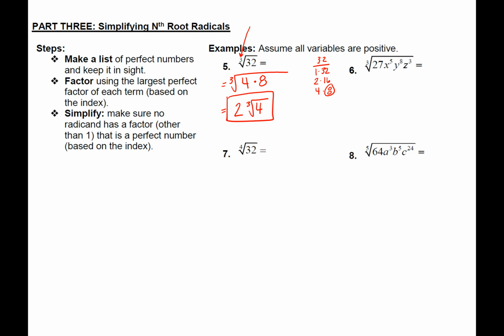All right, let's look at this next one. This next one has a perfect number in it, 27. That's 3 cubed, so that part's going to be easy. I don't need to make a list of numbers. And I'm also going to have to think about my variables here, things that are divisible by 3 and what leftovers there are. So the first thing I'm going to do is this cube root of 27 is 3, so that comes outside of my cube root. I'm going to draw my cube root and write my cube there on the index so I don't forget about it. X to the 5th.